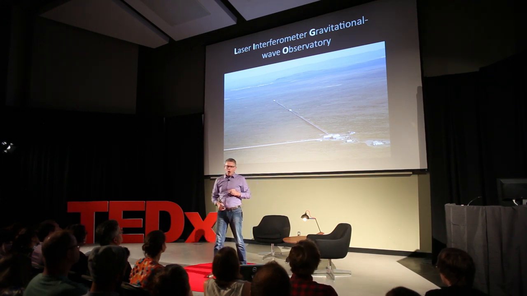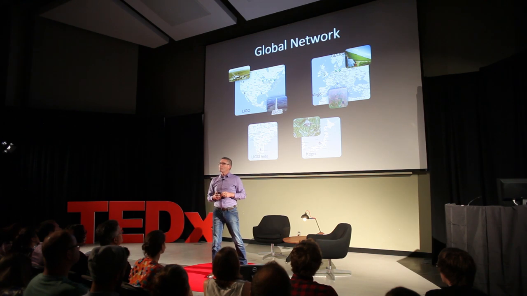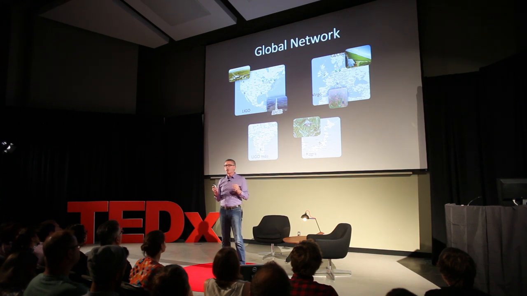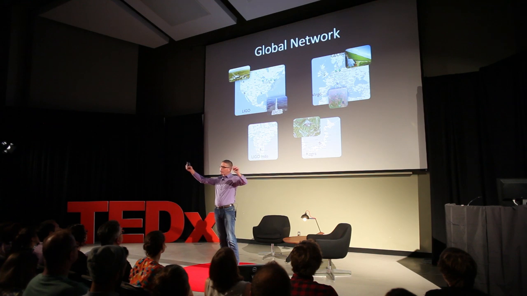LIGO is also part of a global network of gravitational wave detectors. There are 2 in North America, 2 in Europe, 1 in Japan, and 1 planned for India. These gravitational wave detectors work by using lasers to measure the distance from the corner to mirrors that are hung at the end of those arms 4 kilometers away.